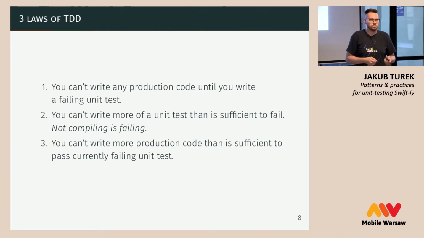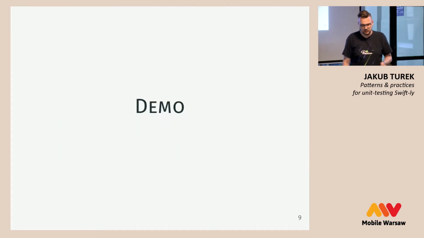So you can't write any production code until you write a test for that. And you cannot write more of a test than is sufficient to fail, and not compiling is failing. That's pretty important. And the third one is that you cannot write more production code than is sufficient to pass the currently failing test. And for that, I will show a pretty quick demo.